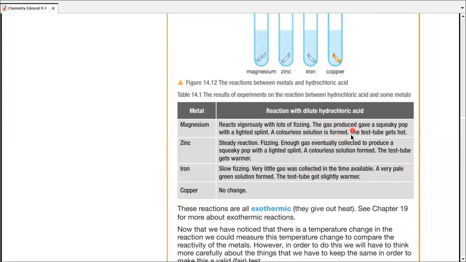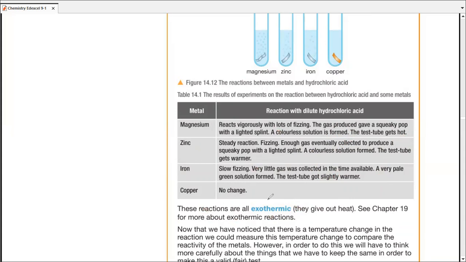Now, the solutions are usually colorless for normal metals, but for the metals that are present in the center of the periodic table, the solutions are usually colored, iron or copper being one of them. Copper does not react. If it reacted, it would definitely give a colored solution. And at the end, the test tube either gets hot or warmer or slightly warmer.